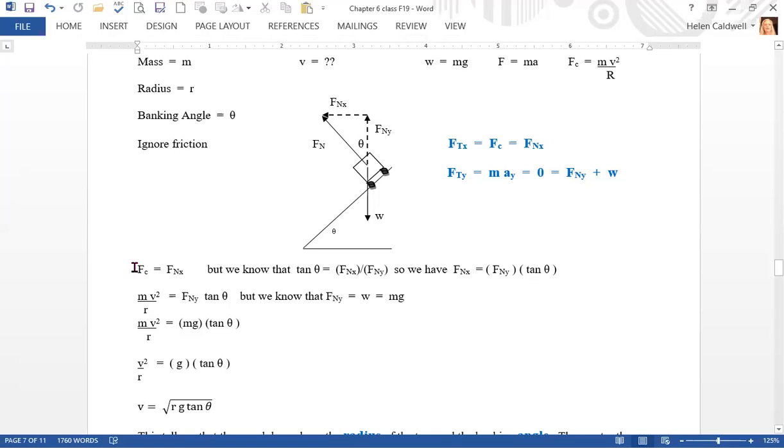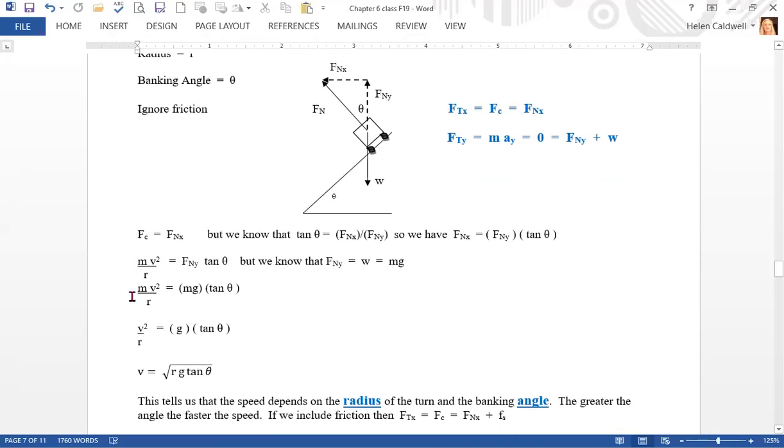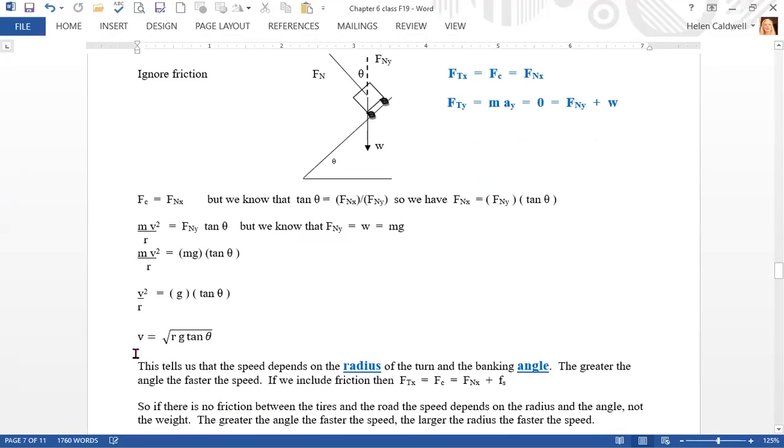So we find the centripetal force, and that helps us find the X and Y components of the normal force. And then we can plug in and solve for the velocity. And we get that the velocity is equal to the square root of R multiplied by G multiplied by the tangent of the angle theta. And remember, theta is this little angle down here. It's the banking angle. So remember I told you in the previous equation, it didn't have an angle in it, and this one does. So if you have a banking angle, you use the formula with theta in it. If you are on a flat road, you use a formula that does not have theta.